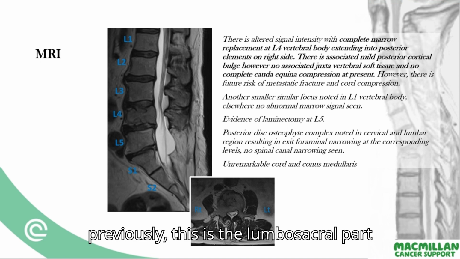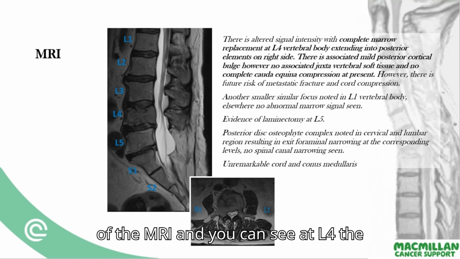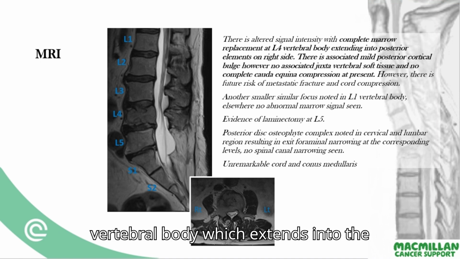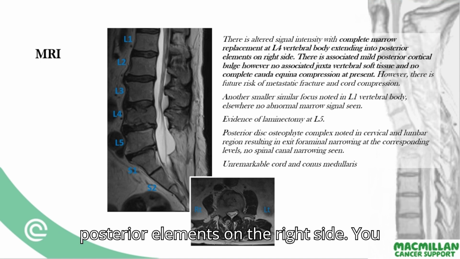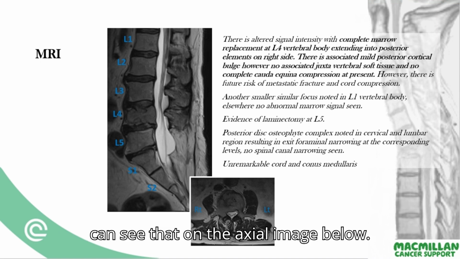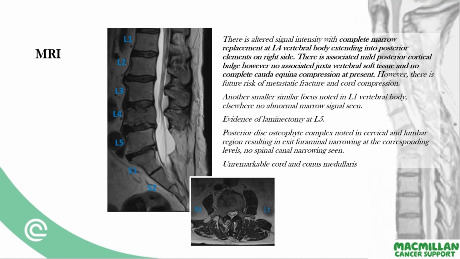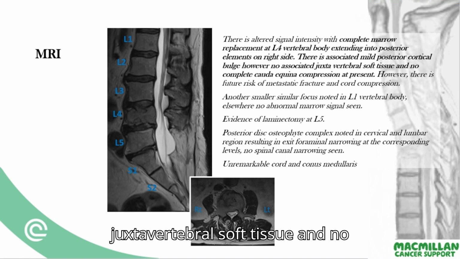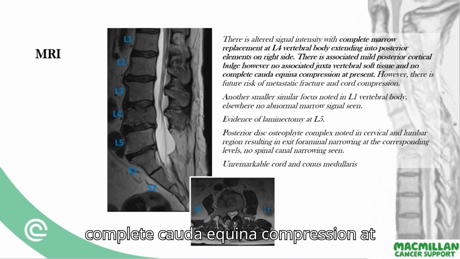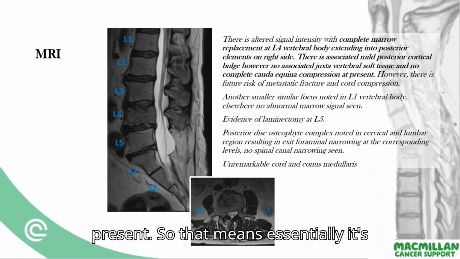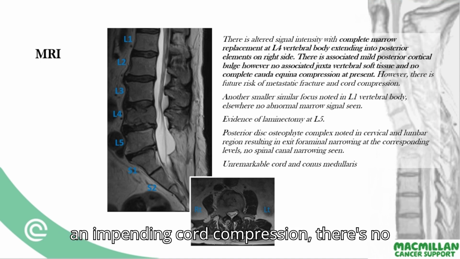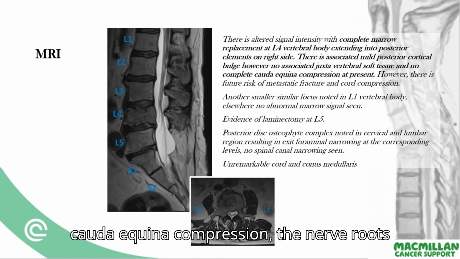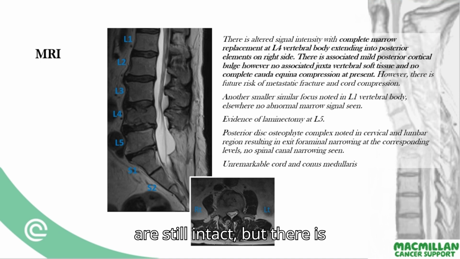As said previously, this is the lumbosacral part of the MRI, and you can see at L4 the complete marrow replacement of the vertebral body, which extends into the posterior elements on the right side. You can see that on the axial image below. There's associated mild posterior cortical bulge, however no associated juxtavertebral soft tissue and no complete cauda equina compression at present. So that means essentially it's an impending cord compression. There's no cauda equina compression, the nerve roots are still intact, but there is potential that this may progress.